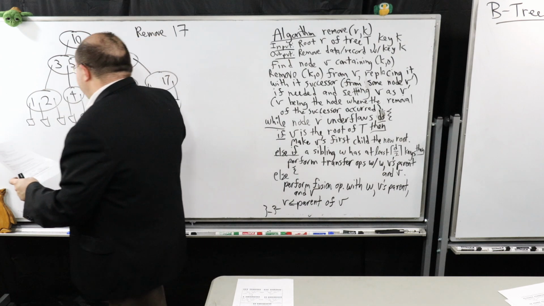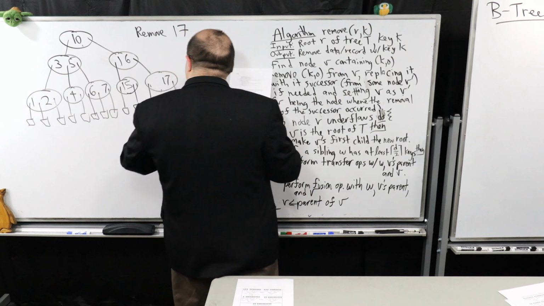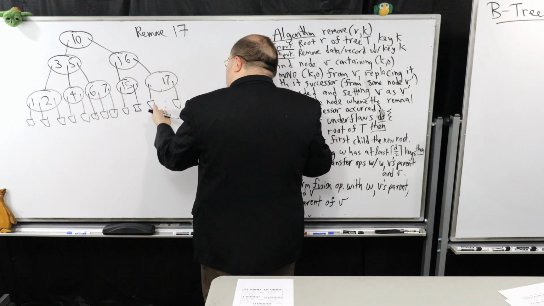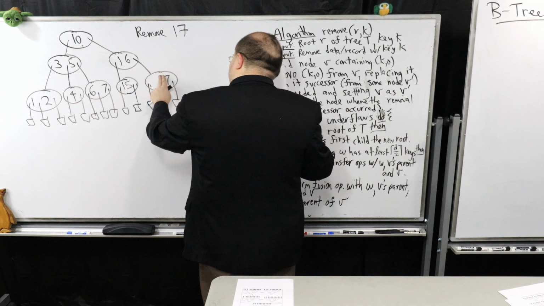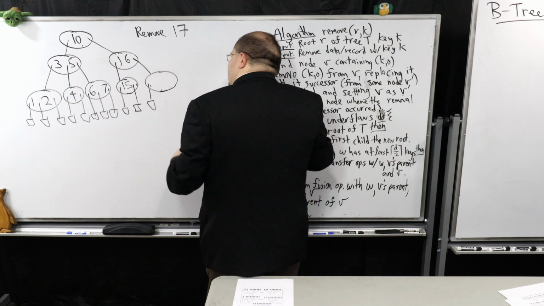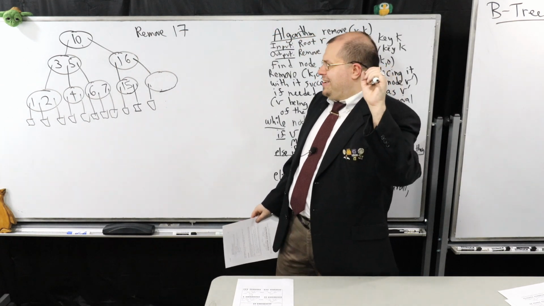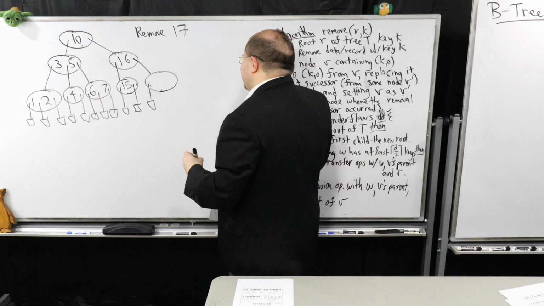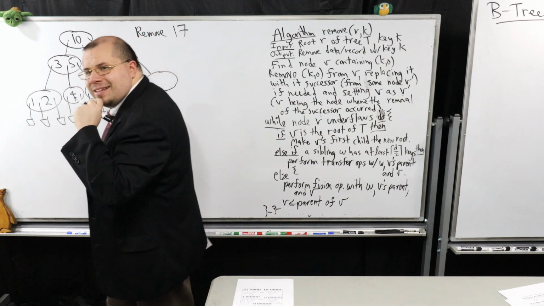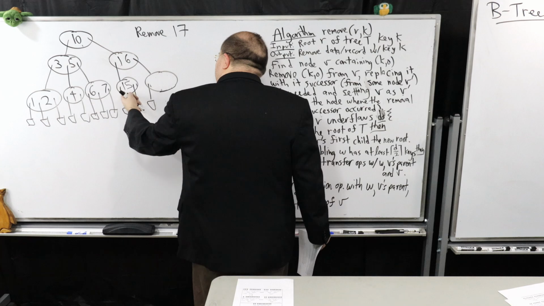So let's proceed. 17, it's right here. If I get rid of this, I don't have to replace it with a successor or anything, since I'm at the level just above the leaf nodes. So I just get rid of this. This node, does it overflow? Does it underflow? Or is it okay? It underflows, right?